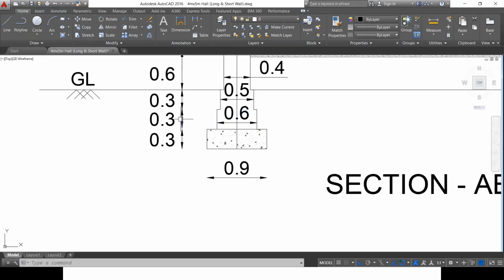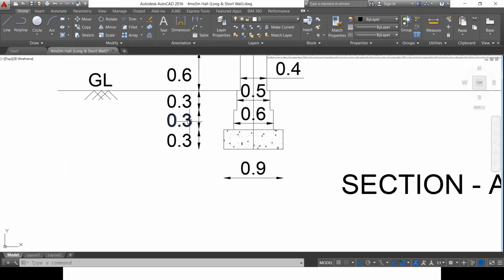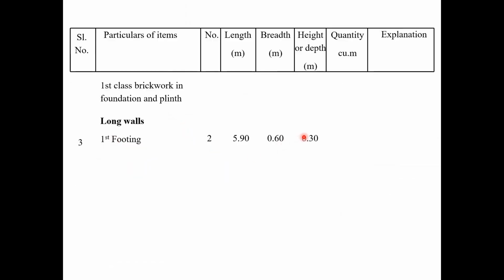So what is the depth of the first footing? It is 0.3 meter, which is shown here. So 0.3 meter should be the depth or the height of the first footing. Next, the total quantity is the product of these things. So I've got it as 2.13 meter cube. Now in the explanation or the remarks column, I can show how I arrived at this value of 5.9 meters.